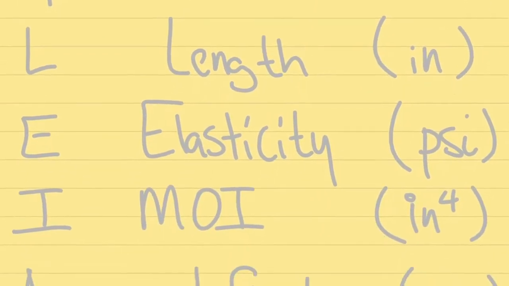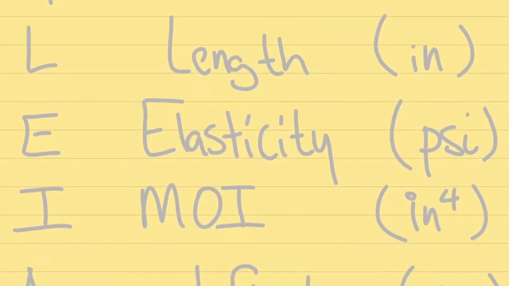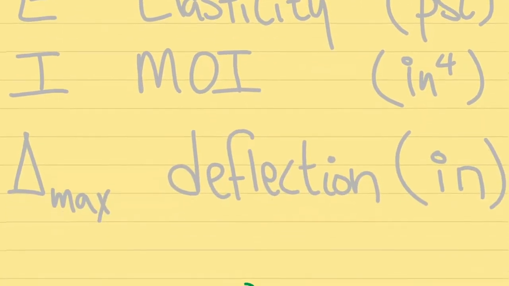Elasticity is measured in PSI. It is a property of the material. Like wood has a specific PSI or elasticity, steel has a specific elasticity, plastics have a specific elasticity, okay? I is our moment of inertia based on the shape of the cross-section of that rectangular prism, and it's in quartic inches, and our deflection or delta max is going to be measured in inches.